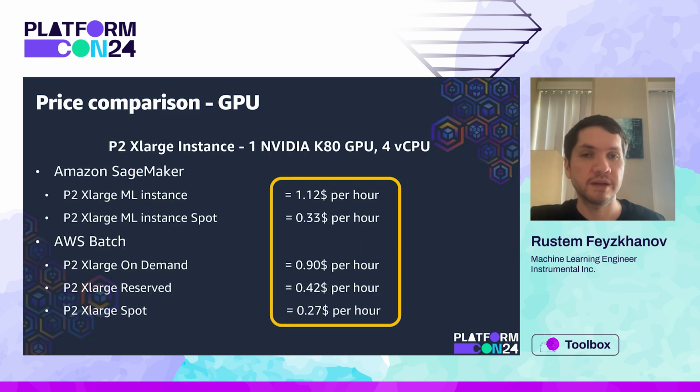If we compare SageMaker and Batch for GPU tasks, we will also see a difference. Keep in mind that with AWS Batch, you will have some idle time for which you will need to pay.